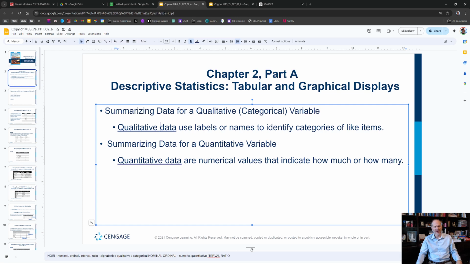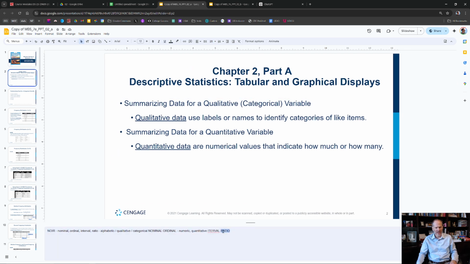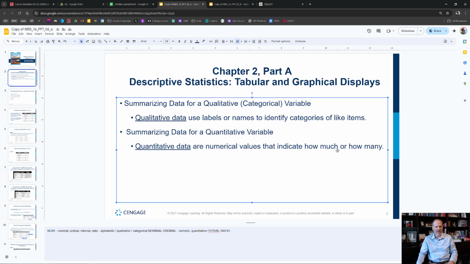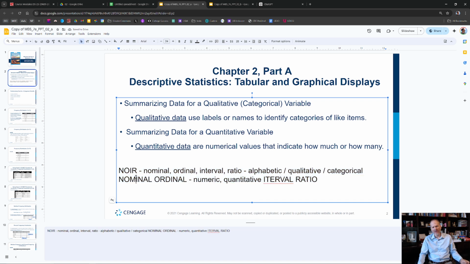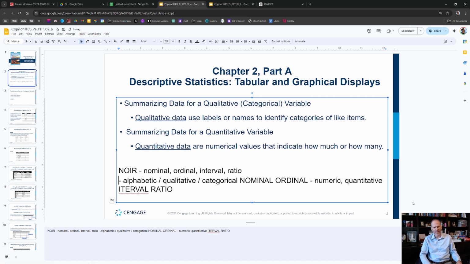And I put down here a little note with this information, and I'll copy it and add it up here as a bit of a reminder. Remember our acronym: nominal, ordinal, interval, ratio, NOIR. Alphabetic, qualitative, categorical is nominal and ordinal, and numeric, quantitative is interval and ratio. So those capitalized words are nominal, ordinal, interval, ratio. Nominal and ordinal are usually alphabetic, and they're qualitative, which is also known as categorical.